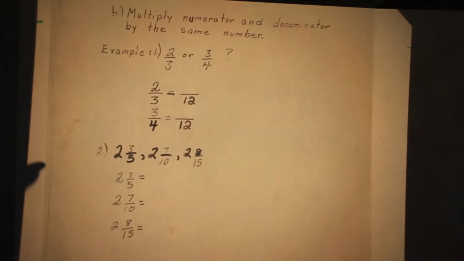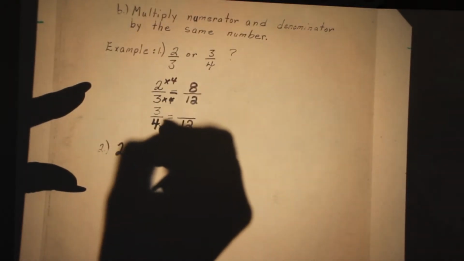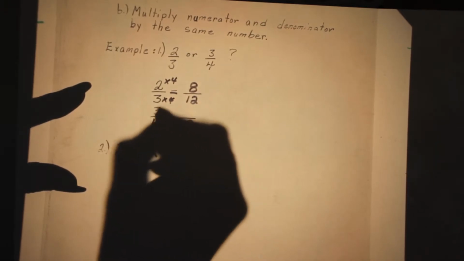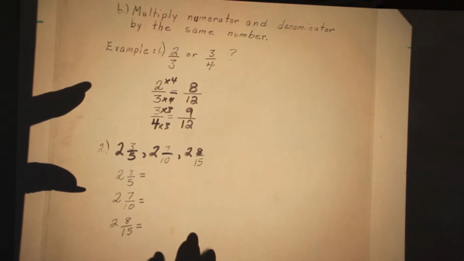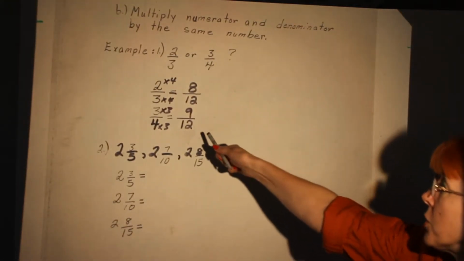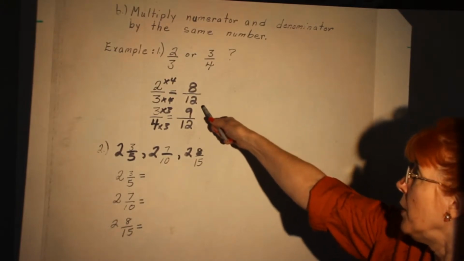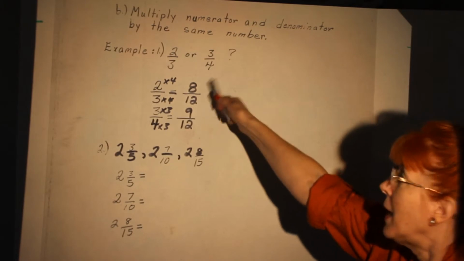Now, whatever I did to the 3 to get 12, I multiplied it by 4, so therefore I have to multiply the top by 4. Same here, 4 I multiplied by 3 to get 12, so I have to multiply 3 by 3 to get 9 over 12. So, 3/4 is larger. As you convert the two, you have the same denominator. You can see now there are 9 parts here, there are 8 parts there.